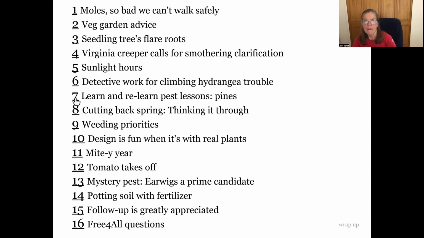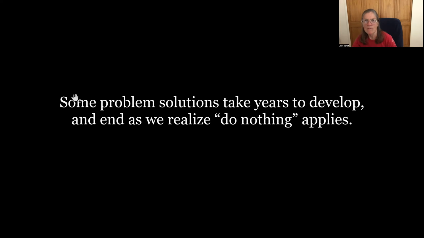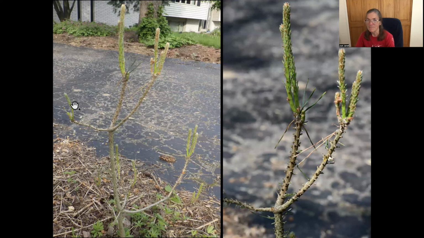I'm going to tell you about pines. We've been meaning to tell you about this for a few weeks, and there are some solutions that take a long time to develop, and then the problem ends not by us fixing the problem, but realizing that we don't have to do anything about it.